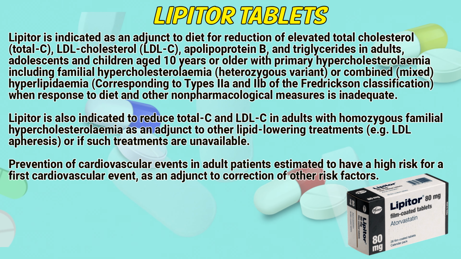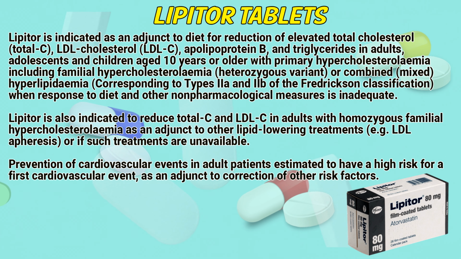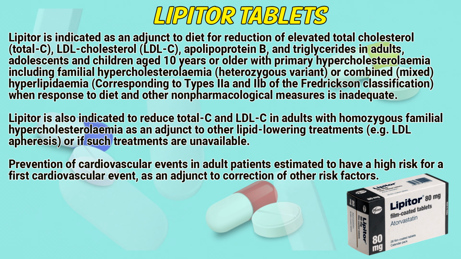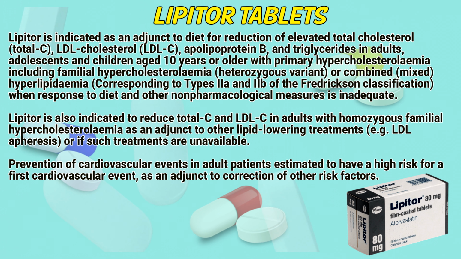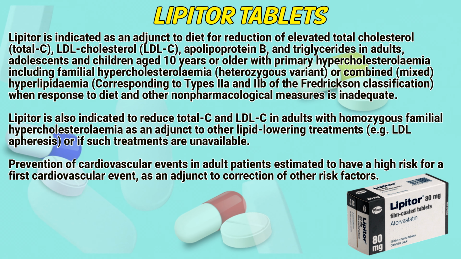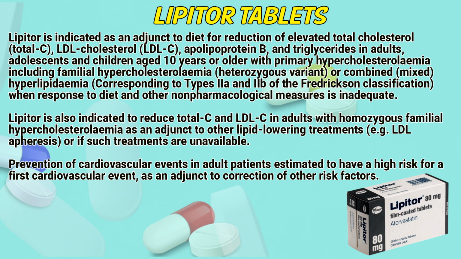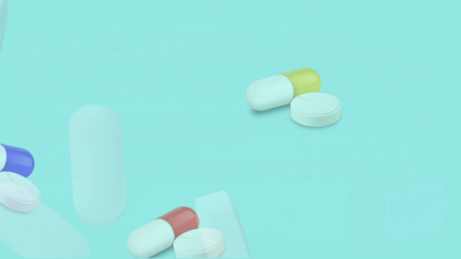Lipitor is also indicated to reduce total-C and LDL-C in adults with homozygous familial hypercholesterolaemia as an adjunct to other lipid-lowering treatments, or if such treatments are unavailable. Prevention of cardiovascular events in adult patients estimated to have a high risk for a first cardiovascular event, as an adjunct to correction of other risk factors.